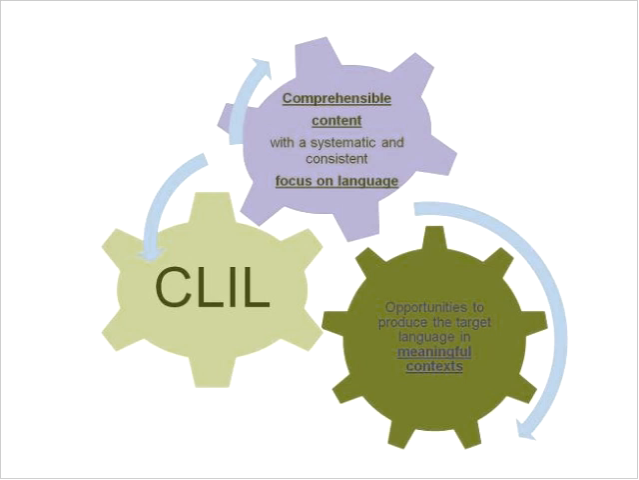So I defined this for you to think of this cogwheel, and to get CLIL going, as we have discussed all throughout the session, we have to have comprehensible content and comprehensible language. That is to say, we have to have comprehensible content that has a systematic and consistent focus on language. So there you go, the integration of the content and the language. But also, you have to have this other cogwheel running, that gives opportunities to produce the language in meaningful content. And my friend Barb did understand that.